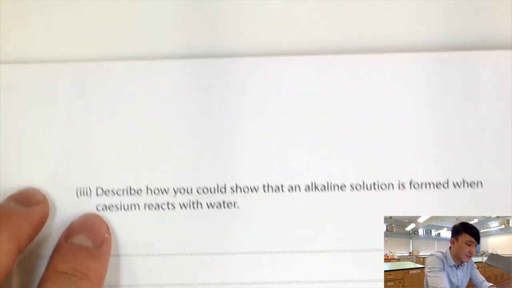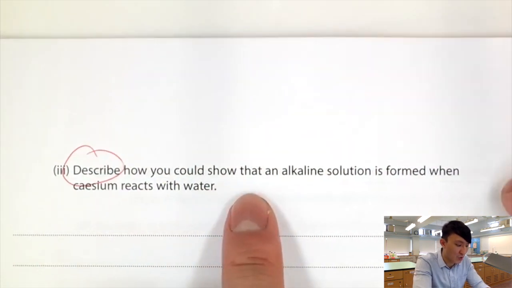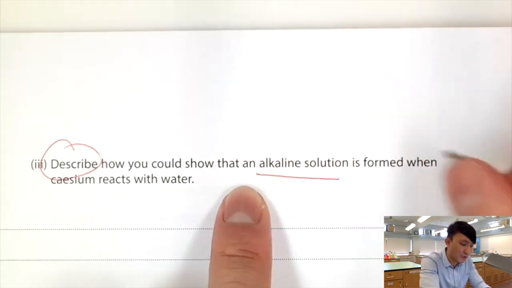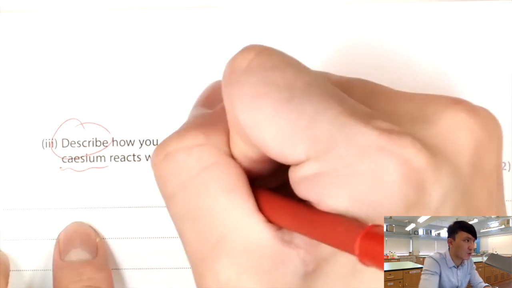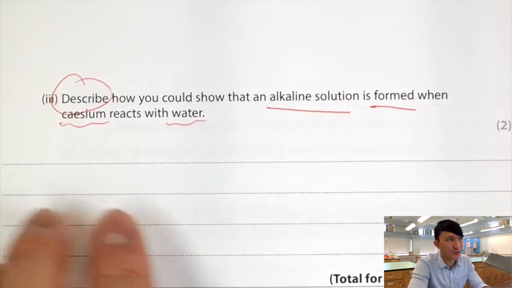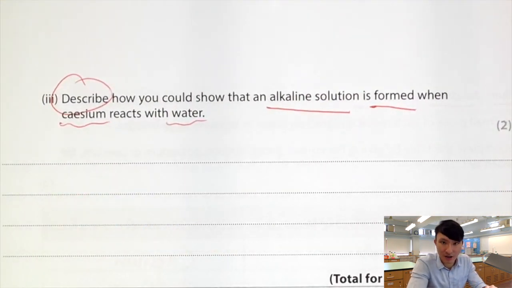B3 here: describe how you could show an alkaline solution is formed when cesium reacts with water. So how can you prove that the resulting solution is alkaline? Now, of course, you will be making use of an indicator. Okay, and there are a lot of choices. You can choose a universal indicator, you can choose litmus paper, you can use a pH paper, or even a pH meter. So there are a lot of choices.